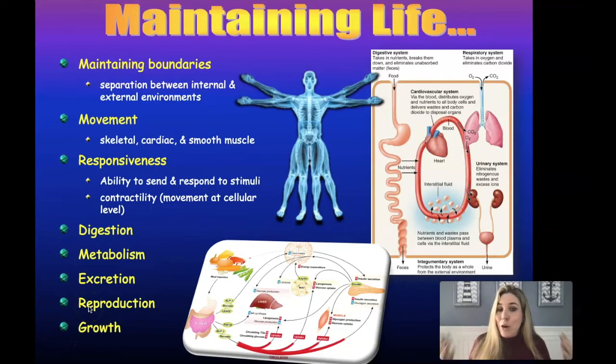Reproduction: if you don't reproduce, life doesn't go on. So we have to have reproduction in order to maintain life in the long run. And that's going to happen through our reproductive organs and functions that we are going to talk about later in anatomy and physiology. And finally, growth.